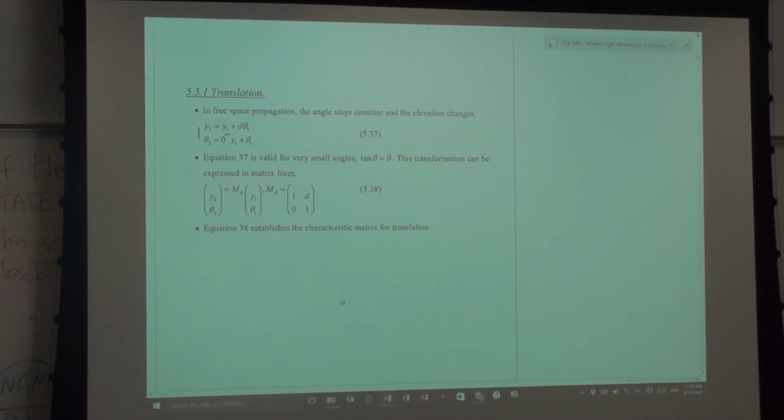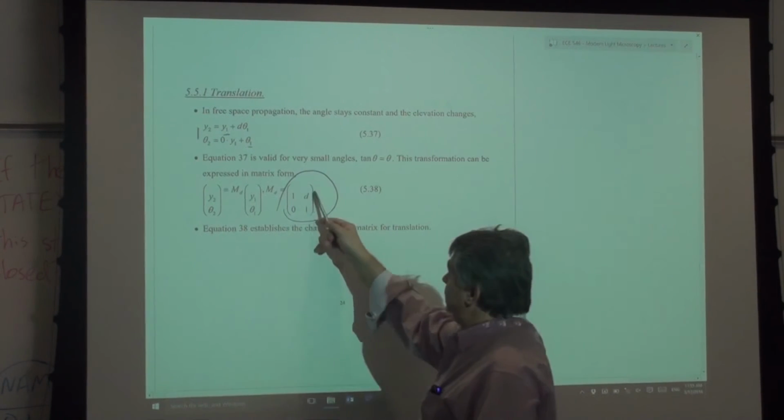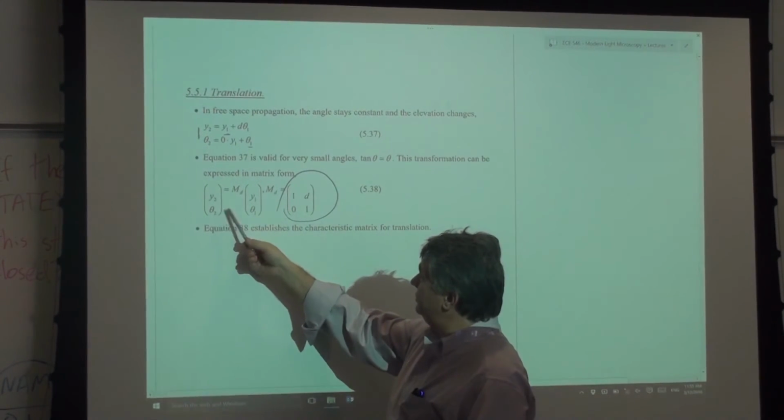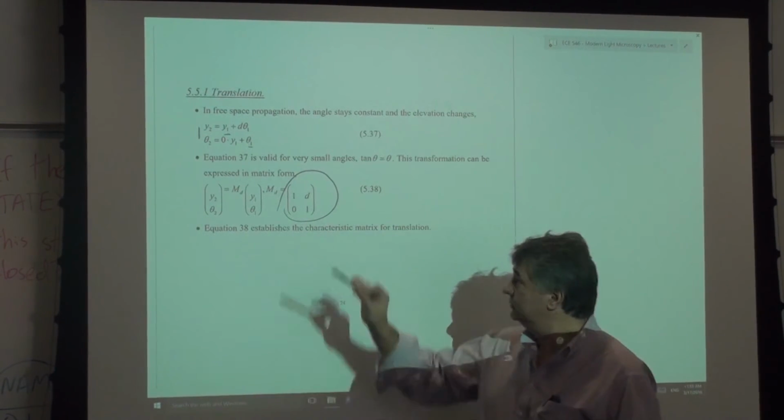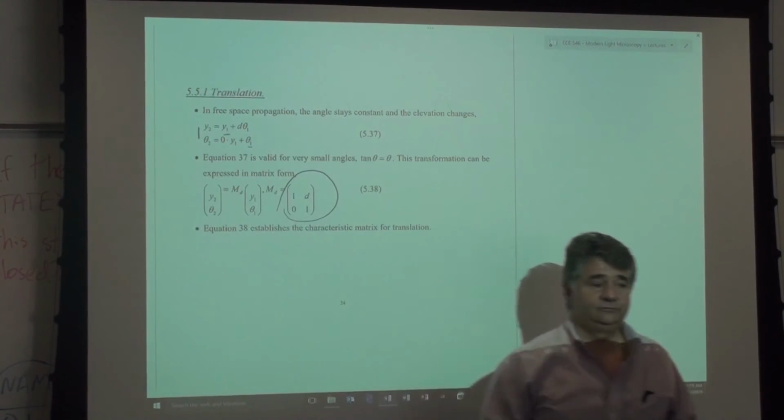So I write it in a matrix kind of formula. y2 equals y1 plus d theta 1. Theta 2 equals 0 times y1, so it doesn't depend on y1, plus 1 times theta 1. So I can write my matrix as this: 1, d, 0, 1. So y2, theta 2 equals this matrix times y1, theta 1. This is identical to that.